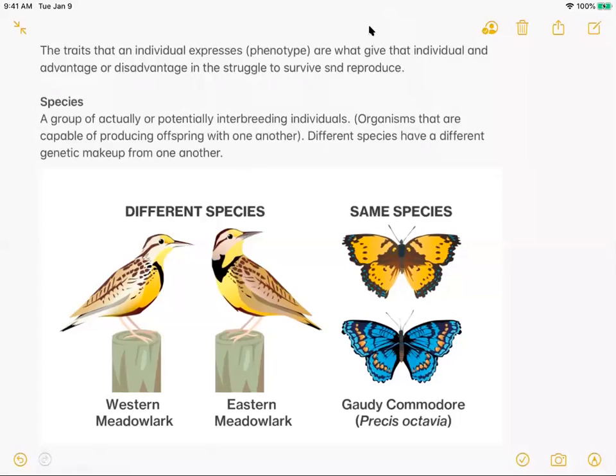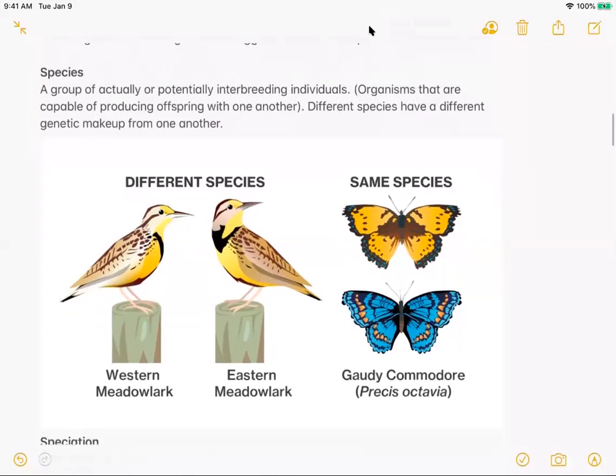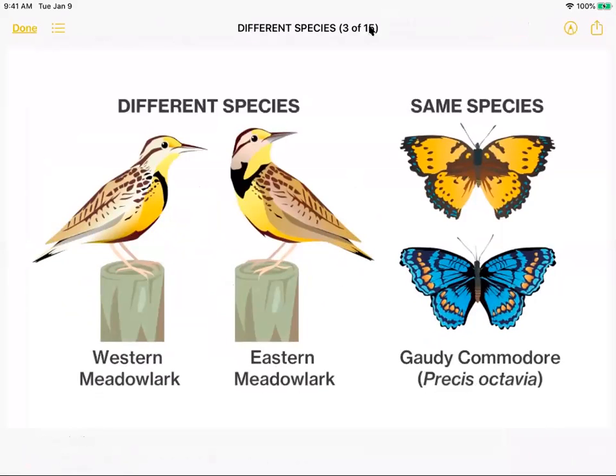Okay, screen is back. Yeah, so those are different species, and for different species, this is when we're focusing more on the genotypes. So species have a different genetic makeup from one another. So in this example here, where we have two different birds, these are meadowlarks. They are different species because they have a different genetic makeup, but they do look somewhat similar.